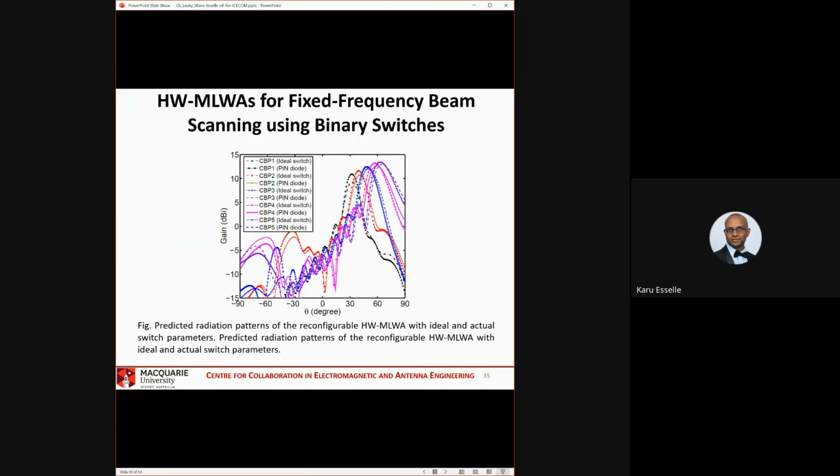So these are more binary radiation patterns of this antenna. These are actually for ideal switches and actual PIN diode switches. We put the model of a PIN diode into CST. So you can see the difference between the ideal switch case and the actual PIN diode case. Due to the loss of the PIN diode, in some cases there's a drop in gain by a dB or so, and that is due to the loss of the PIN diode when the diode is on.